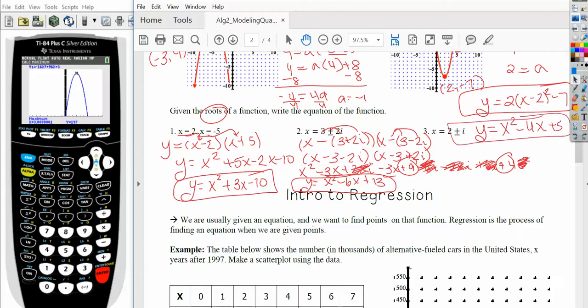So the answer to number 3 is right there. If you are confused, make sure you ask me or a neighbor to help you out. Otherwise, we are done with this portion of the video.